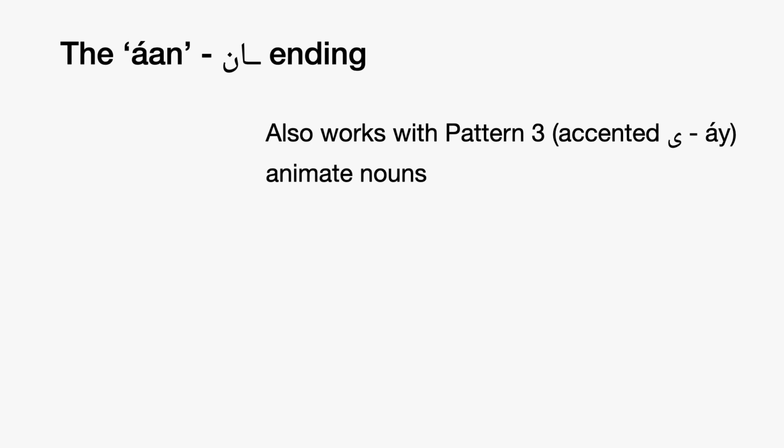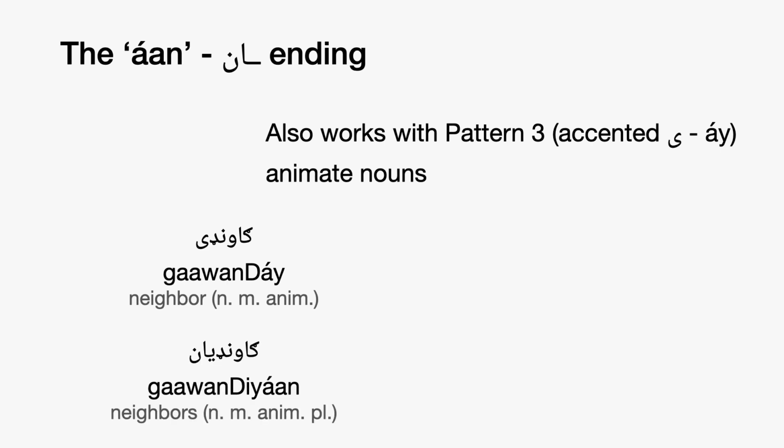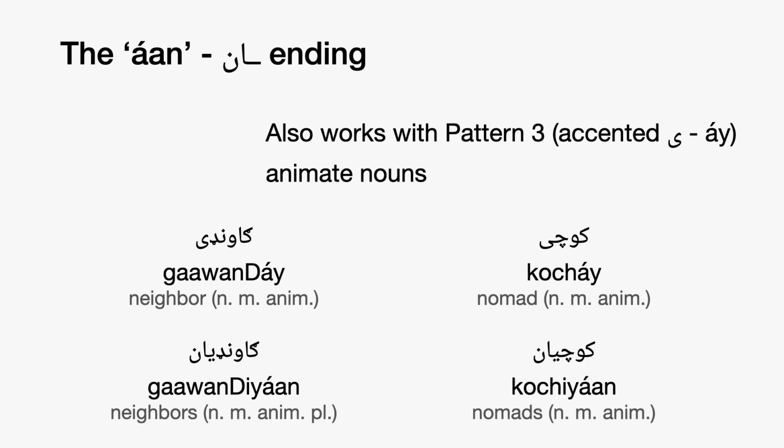So this also works with pattern 3, animate nouns. By pattern 3, I mean ones with the A on the end, with the accent, the emphasis on the end. That's very important. For instance, the word gaonde. So it's important that the accent is on the end, and it's an animate noun. So that fulfills both of these. So we can say gaondian. And notice here when we add the an ending there, the A turns into I, gaondian. Or coche, a nomad, could be cochian for its plural.